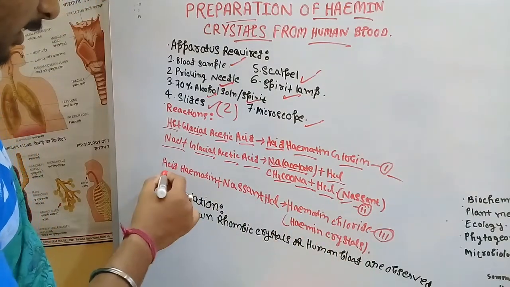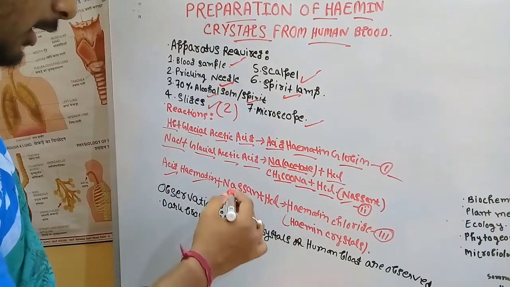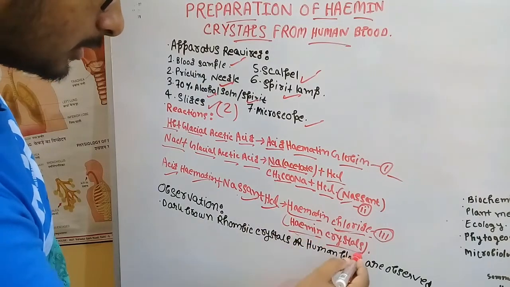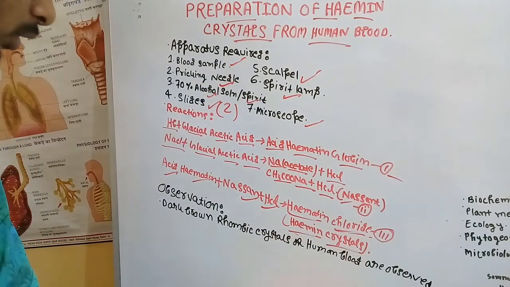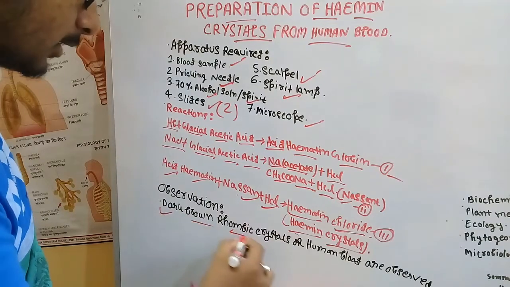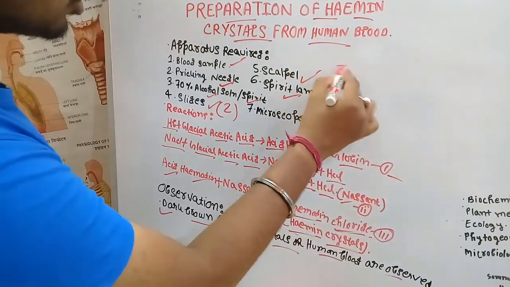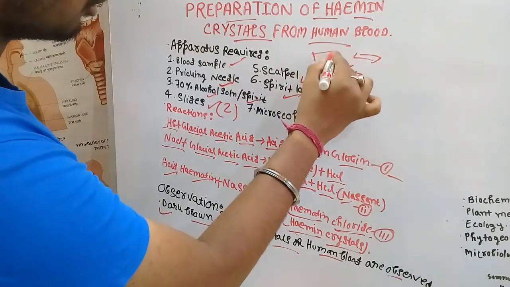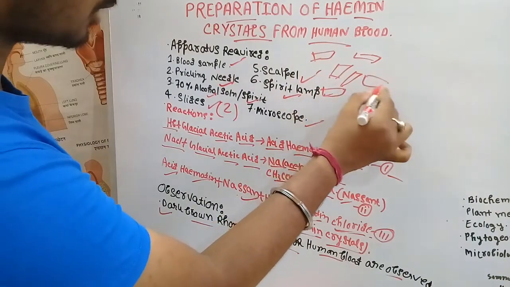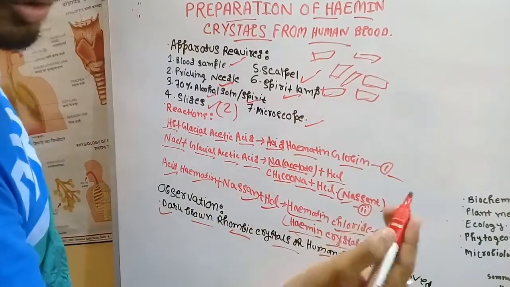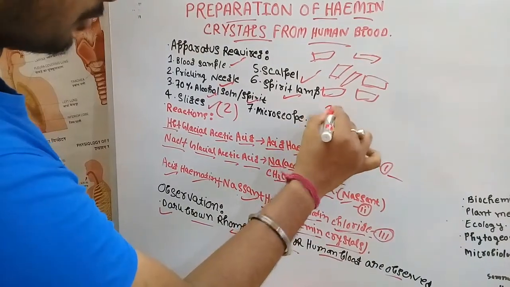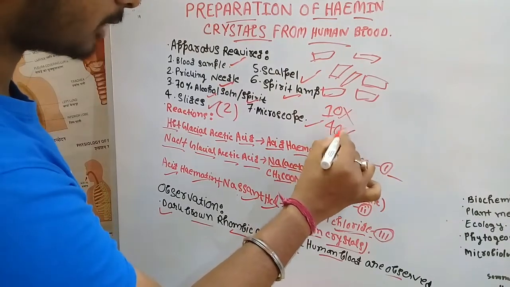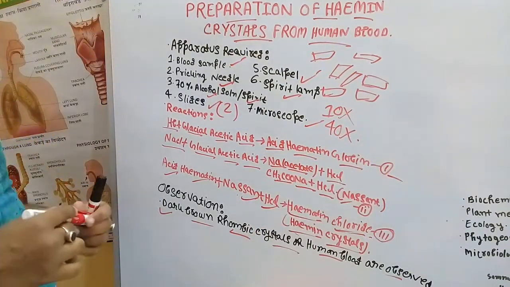And the third reaction is acid hematine plus nascent HCl will give us hematine chloride, that is our Haemin crystals. The observation that we note here is that dark brown rhombic crystals of human blood are observed. So inside the microscope there will be numerous dark brown rhombic crystals. I will show it. I have uploaded 2 pictures, in 10x magnification and in 40x magnification. So this is the practical.